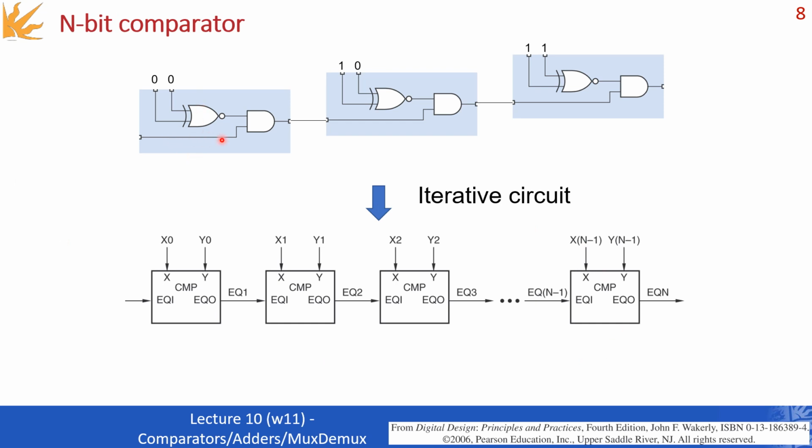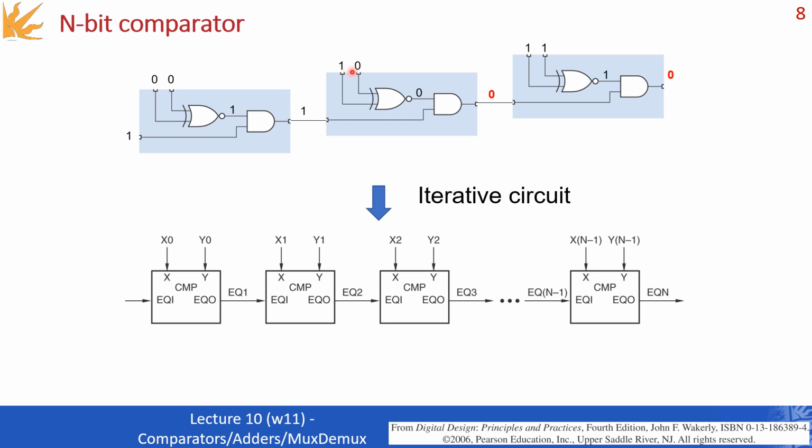Notice what happens here. If you pass 0 and 0 here and 1 from the previous level, the results passed to the first AND gate are 1 and 1. This verifies that there was no difference in the bits that were examined both at this level and in all previous levels. So the output is passed here to the next level as 1 in this iterative circuit.